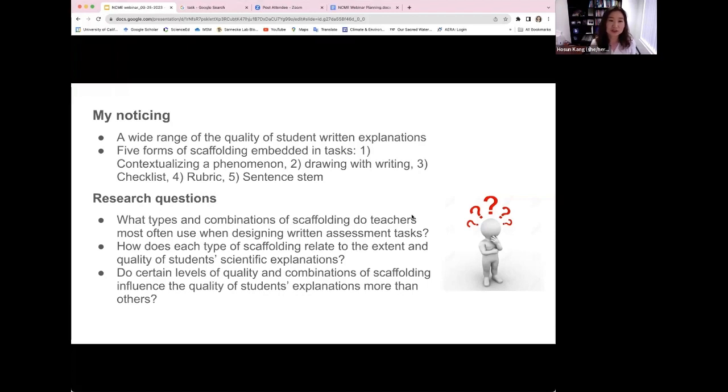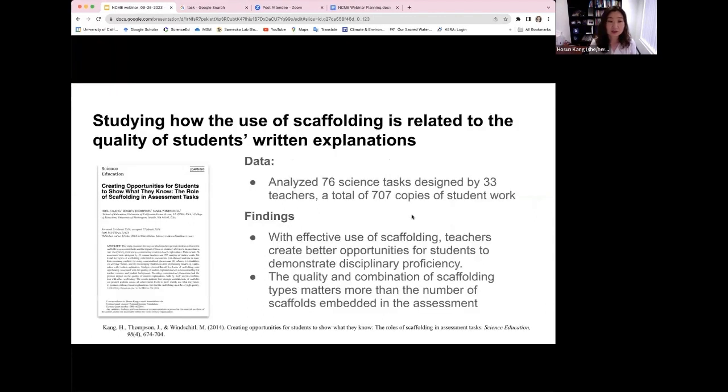So I asked this question while I was looking at the data: what type and combinations of scaffolding do teachers most often use when designing written assessment tasks? How does each type of scaffolding relate to the extent and quality of student scientific explanations? Do certain levels of quality and combinations of scaffolding influence the quality of students' written explanations more than others? So I analyzed 76 science tasks designed by 33 teachers, and I ended up analyzing a total of 707 copies of student work. And here are the two key findings from this research.